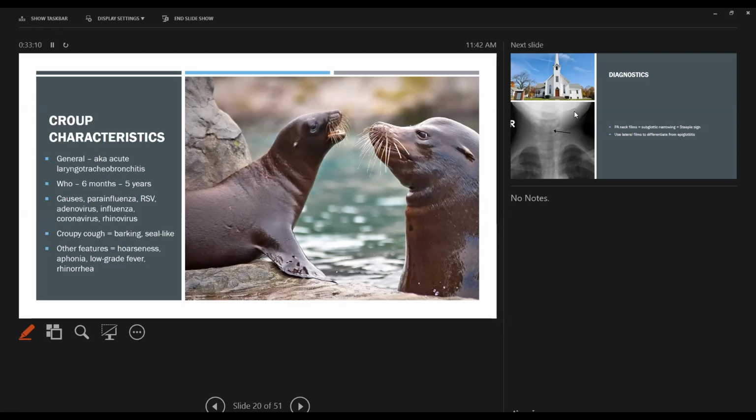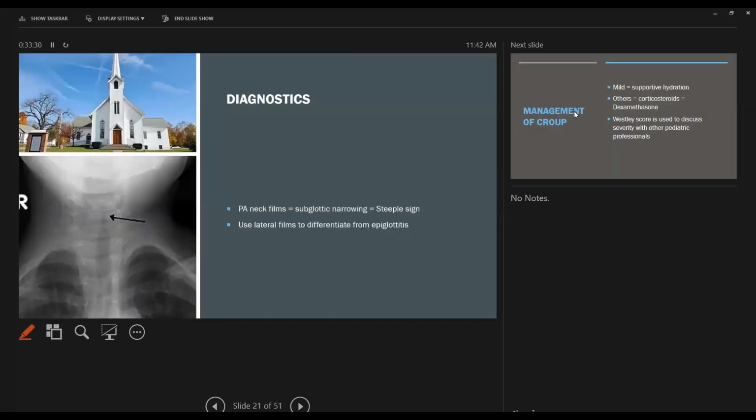So this is primarily caused by parainfluenza. CROUP is this croupy, barky, seal-like cough. They might have hoarseness. They might not be making very much noise when they talk, aphonia, and they may have a low-grade fever with some rhinorrhea and other URI symptoms. Diagnosing CROUP, well, usually it's just done clinically, but we can take a lateral and an AP film so that we can see that this is not epiglottitis, that it is actually CROUP.